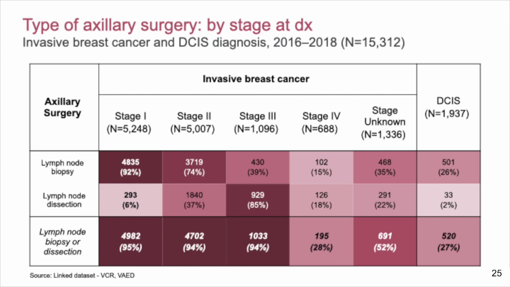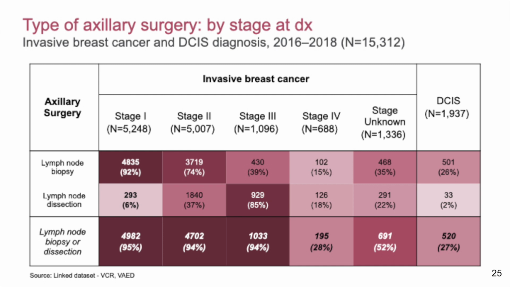So our next slide is really referring to the type of axillary surgery that people would have had. As might be expected in early stage disease, the majority of people are having sentinel lymph gland biopsies. Again, we've got those small numbers of stage 4 disease where it may be diagnosed post-operatively.